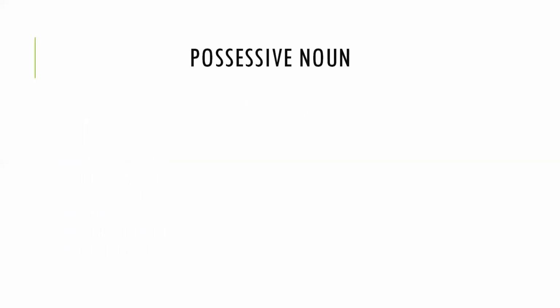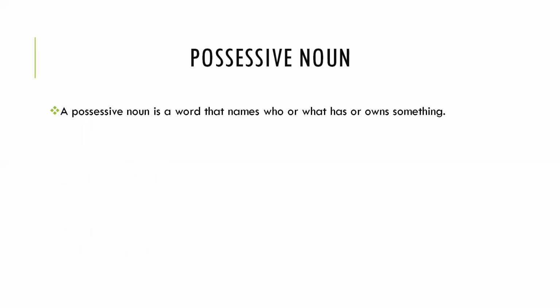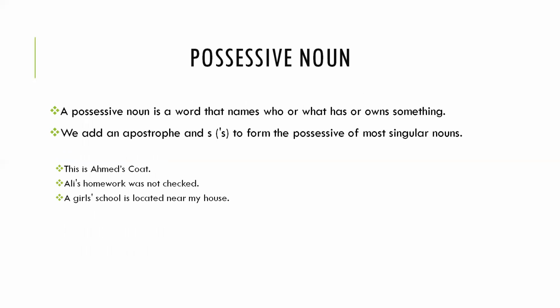The next one is possessive noun. Possessive noun is a word that means who or what has or owns something. Possessive noun में बताया जाता है कौन सी चीज कौन सी जगह किसकी है. Who is the owner of something? That something can be anything. In possessive noun, we add apostrophe and s to show the possessiveness. And possessive noun are used in singular nouns. This is Ahmed's coat. Apostrophe s means का और की. This is Ahmed's coat. ये अहमद का कोट है.